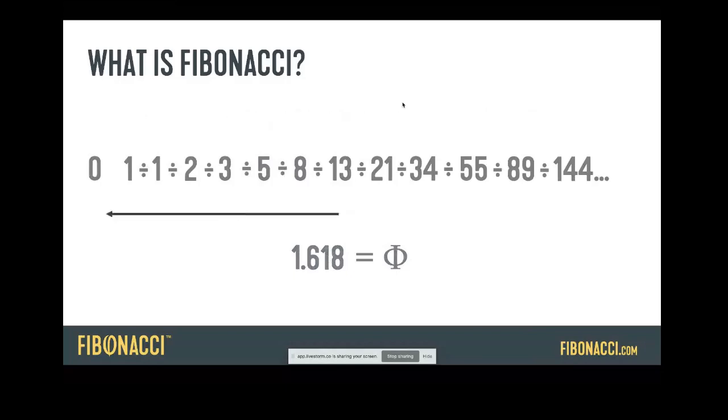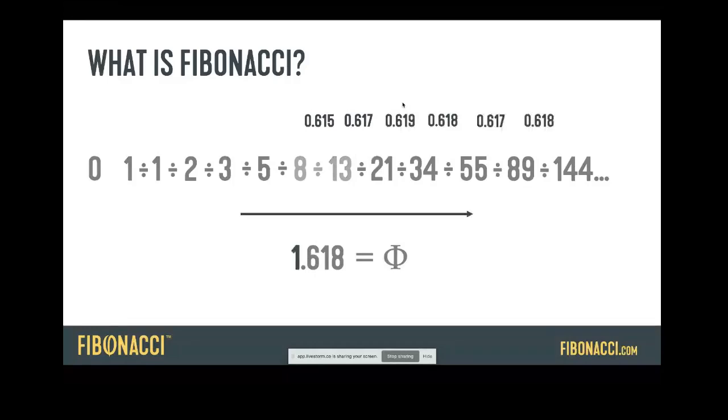Now, what happens if we reverse that arrow? Rather than going from the higher number divided by the lower number, this time we're going to divide the lower number by the higher number. Okay, we'll start towards the middle of the sequence. As I mentioned, as you go deeper into the sequence is when you get closer to the constant. So 8 divided by 13, 0.615, 13 divided by 21, 0.617, and then you go down the list. And what do you notice? The numbers coalesce around 0.618.